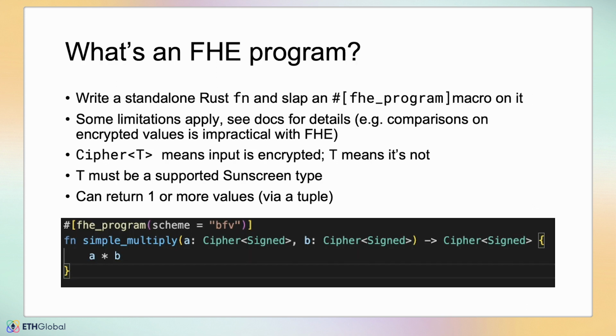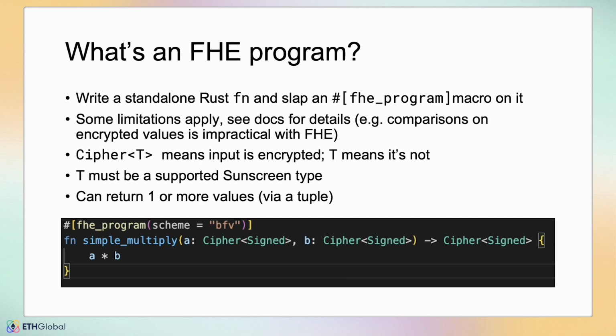Let's dive right in and create an FHE program. Here we have an FHE program called Simple Multiply that returns the product of A and B. Note that it's a standard Rust function, except that it has an FHE program macro on it that puts it in a form that our compiler can use. There are limitations as to what you can do in an FHE program, and the full list is available in the documentation I've previously linked.